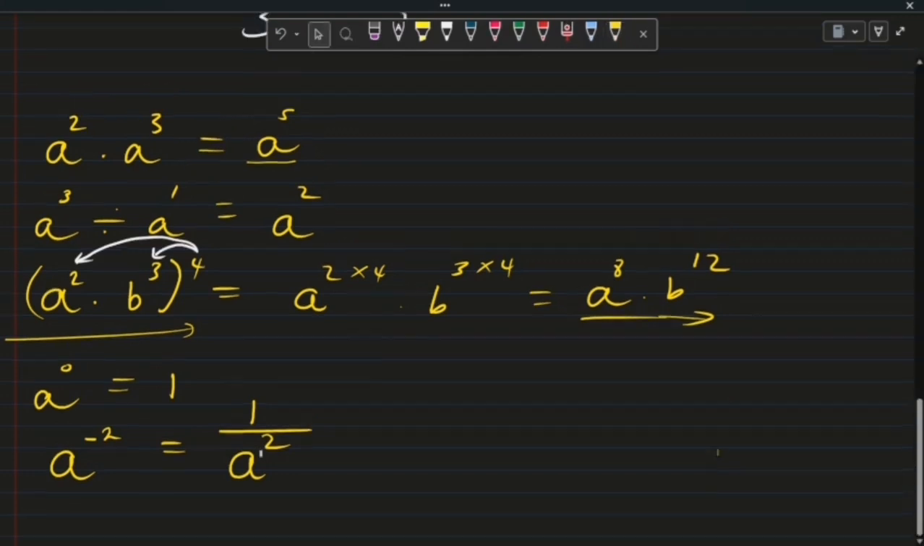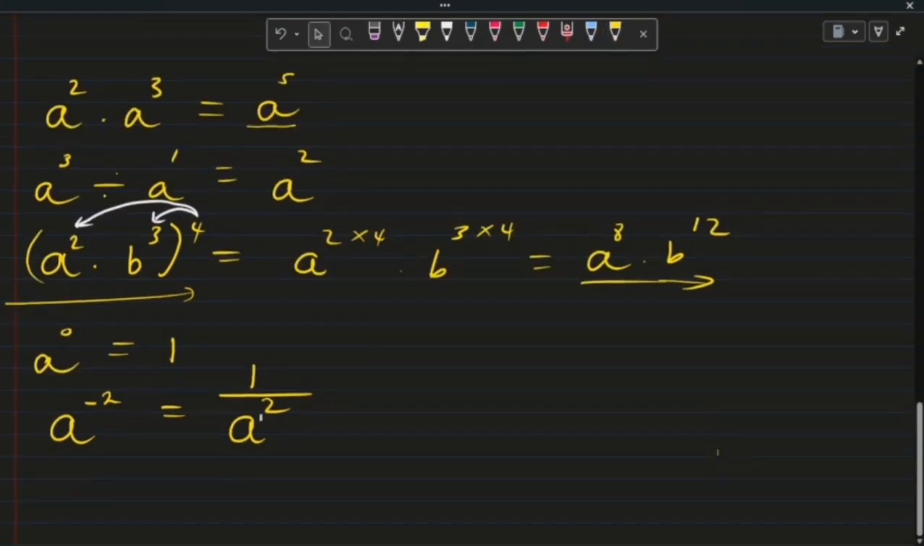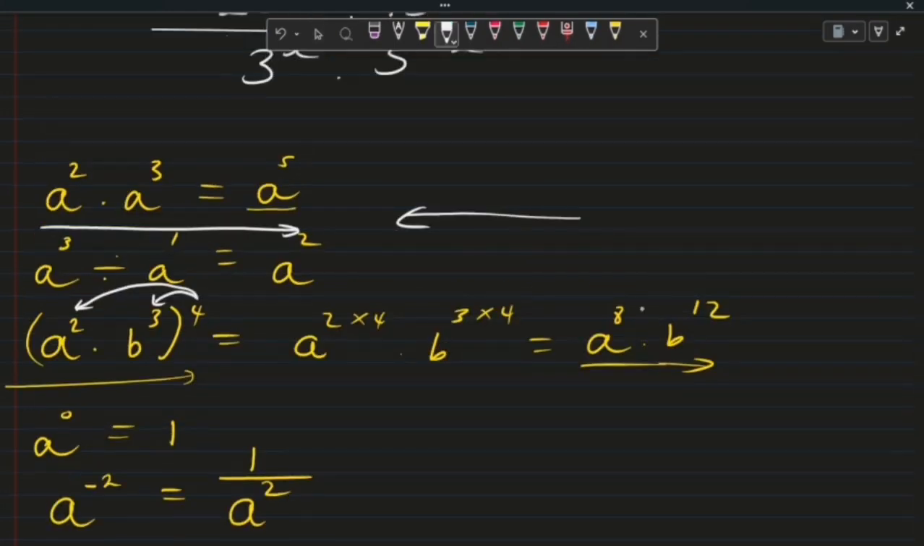Very important to note. I know that we are used to applying the laws this way, in that direction. But since this is an equation, it means that the laws can be applied in that direction as well. What do I mean by that? If I'm starting with a to the power of 5, I am allowed to express this as a to the power of 2 times a to the power of 3. So this is what I mean.